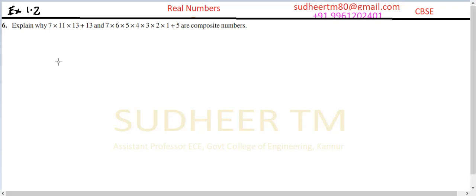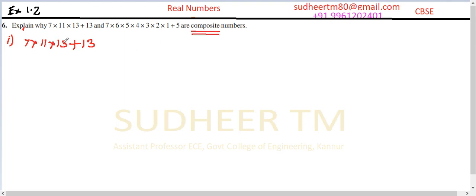Question number 6, exercise 1.2, chapter Real Numbers. Here two numbers are given. So first, case 1: we have the number 7 × 11 × 13 + 13. We need to show this number is a composite number.